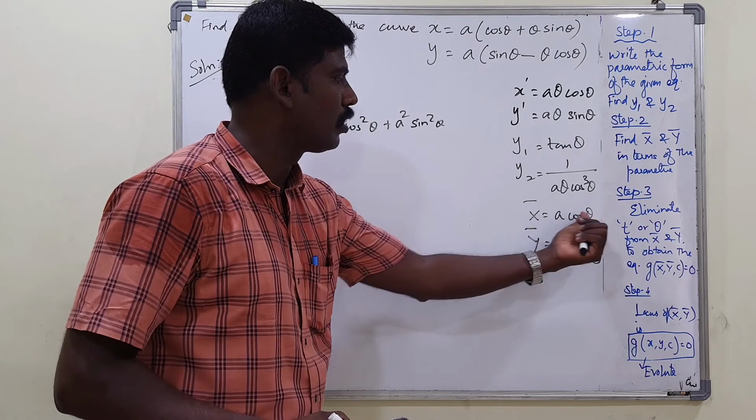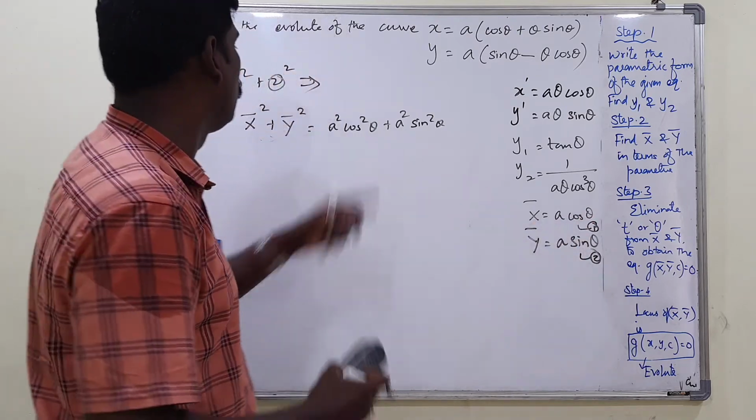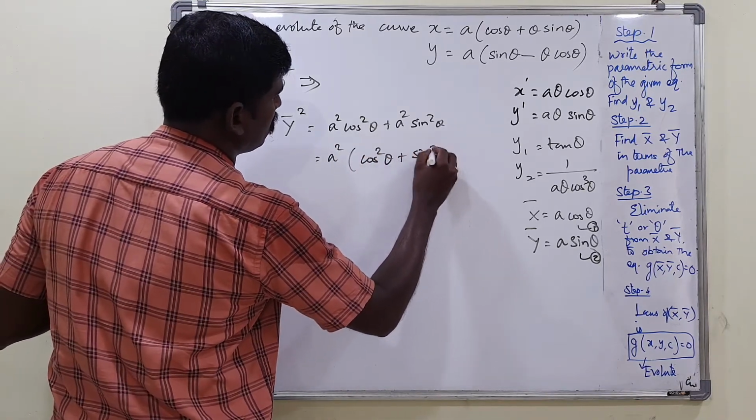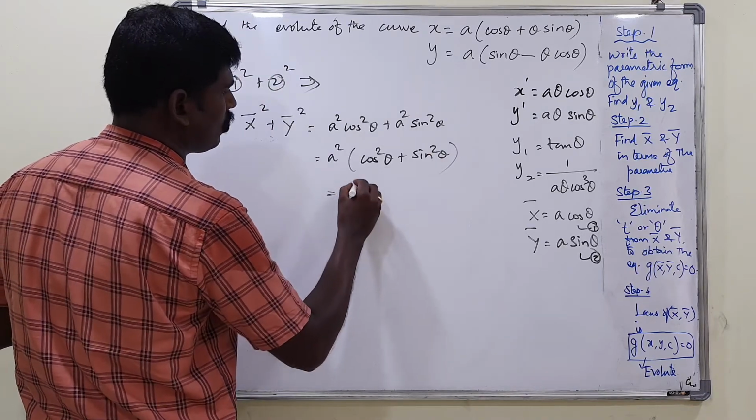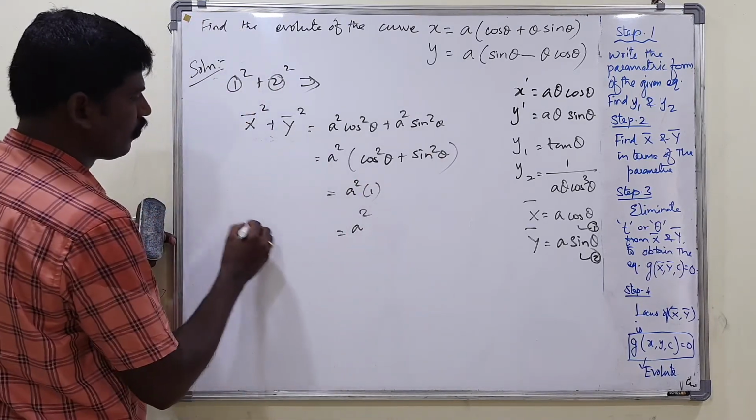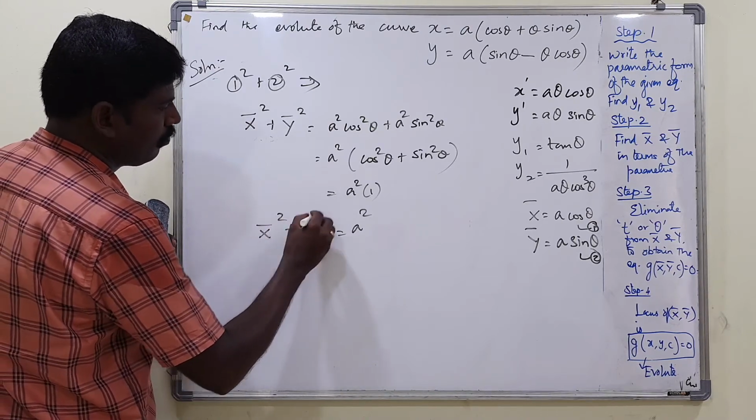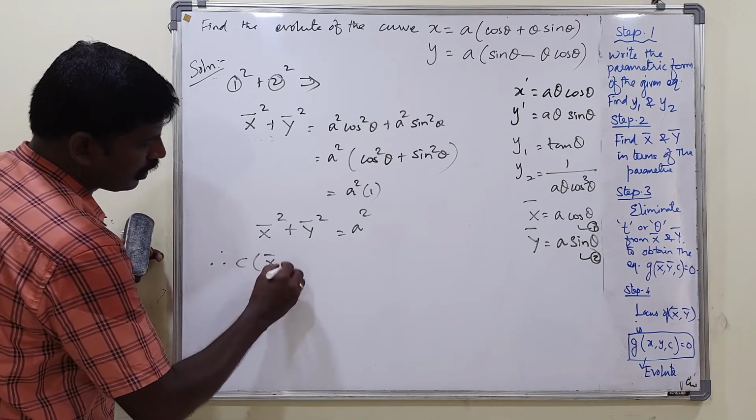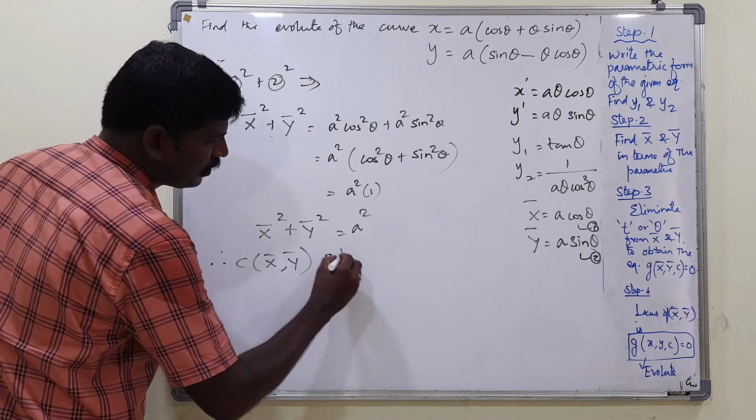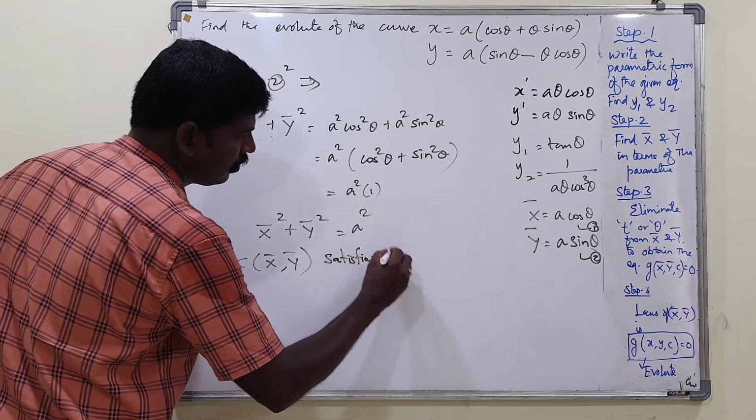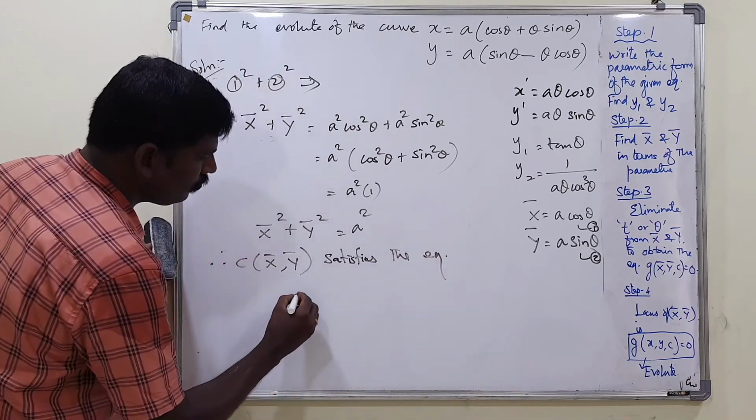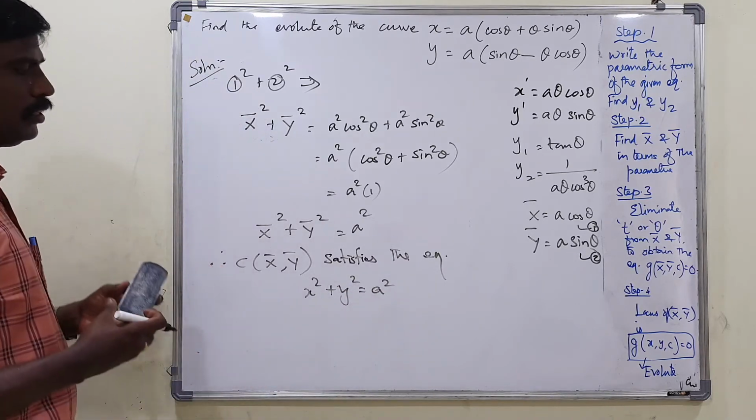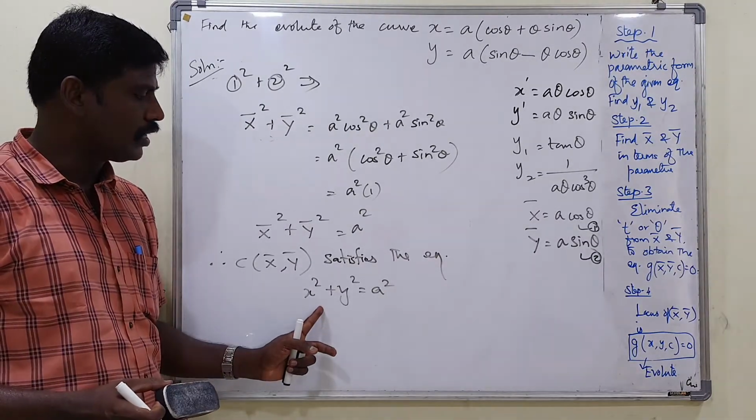X bar square is equal to A square cos square theta. Y bar square is equal to A square sin square theta. So A square is common. Take it from the two terms. So what is cos square theta plus sin square theta? It is 1. So A square into 1 is equal to A square. Therefore, now I have eliminated theta from x bar and y bar. Right? Therefore, C, x bar comma y bar satisfies the equation x bar square plus y bar square is equal to a square. Isn't it? Right? This is nothing but the equation of the circle in standard form.